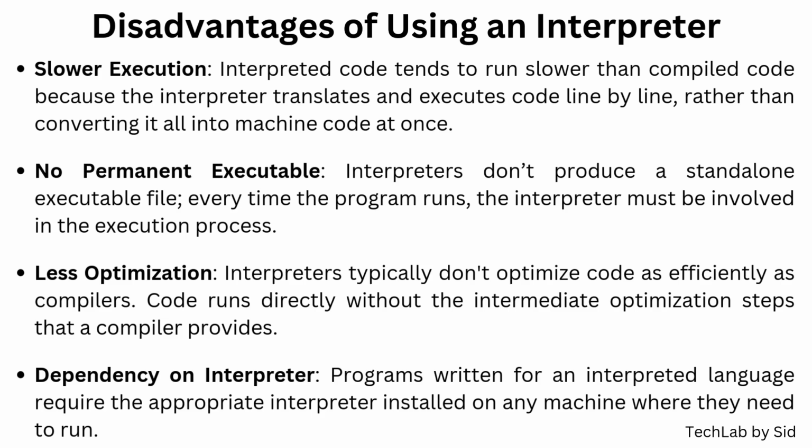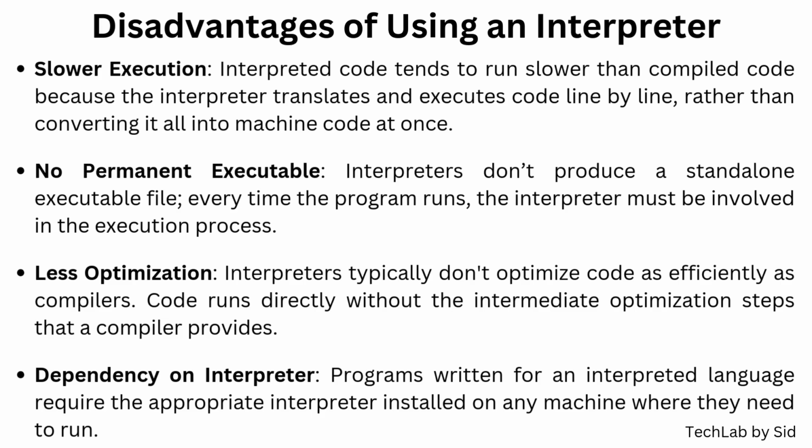Disadvantages of using an interpreter. Slower execution. Interpreted code tends to run slower than compiled code because the interpreter translates and executes code line by line, rather than converting it all into machine code at once. No permanent executable. Interpreters don't produce a standalone executable file. Every time the program runs, the interpreter must be involved in the execution process.